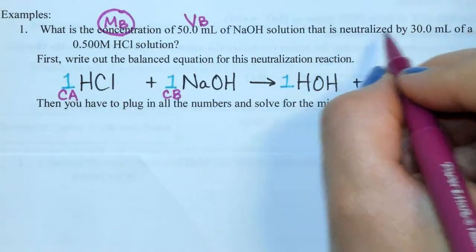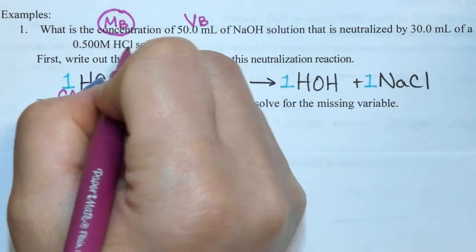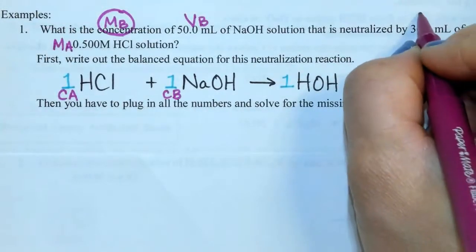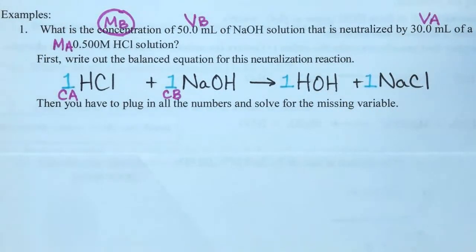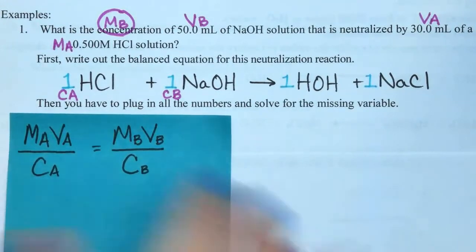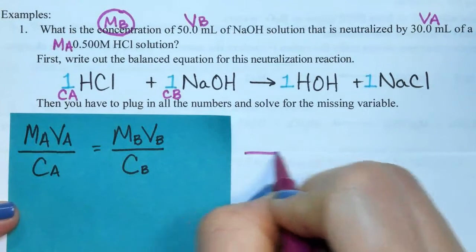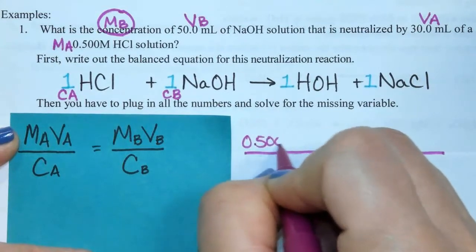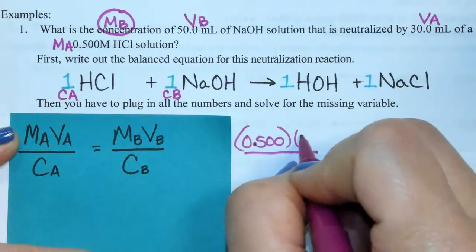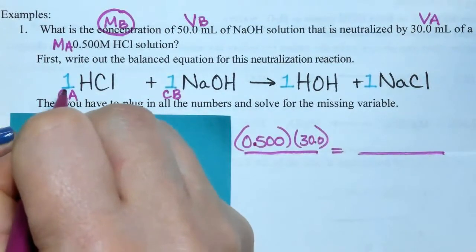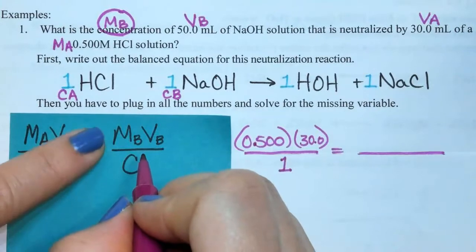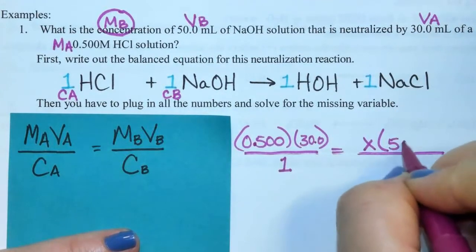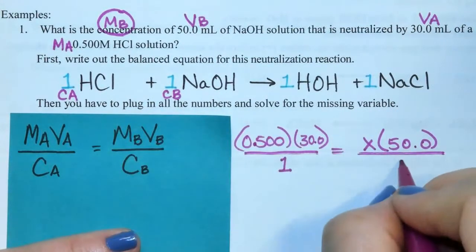Then the solution is neutralized by 30 milliliters of a 0.5 molar HCl solution. Because this is the acid, that makes this the molarity of the acid, and this is the volume of the acid. So now we can plug everything into our titration equation and solve it. So it's going to go, the molarity of the acid is 0.500, and the volume of the acid is 30.0, and the coefficient of the acid is a 1. We don't know the molarity of the base, so that's going to be my X, times the volume of the base is 50.0, divided by the coefficient of the base is a 1.